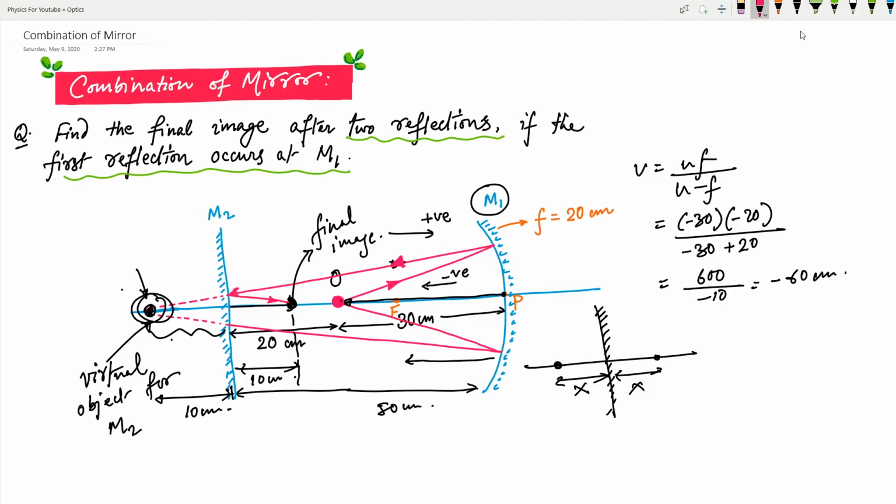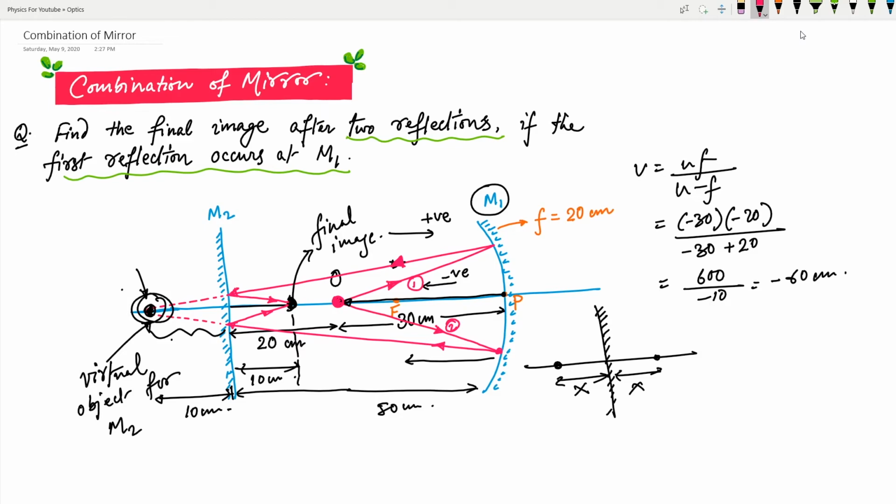If you look at the second ray, this is the first ray, this is the second ray. The ray goes from here to hit the spherical mirror. After hitting, it goes in this direction and hits the mirror M2, that is the plane mirror here. After reflection, it goes and meets here to form the final image. This is the real thing that is happening.